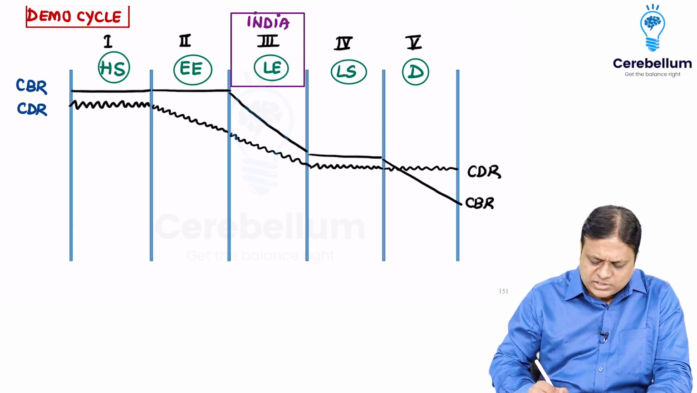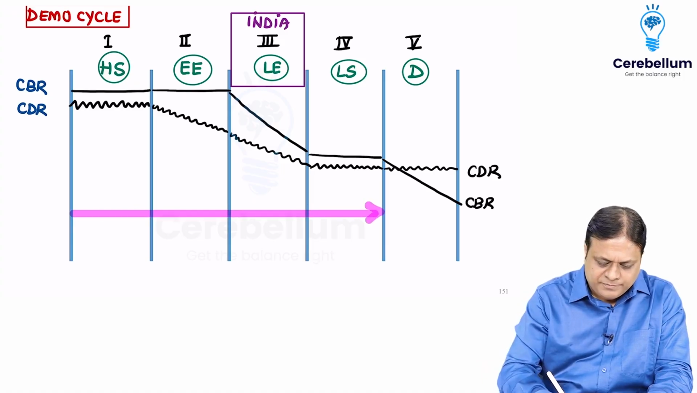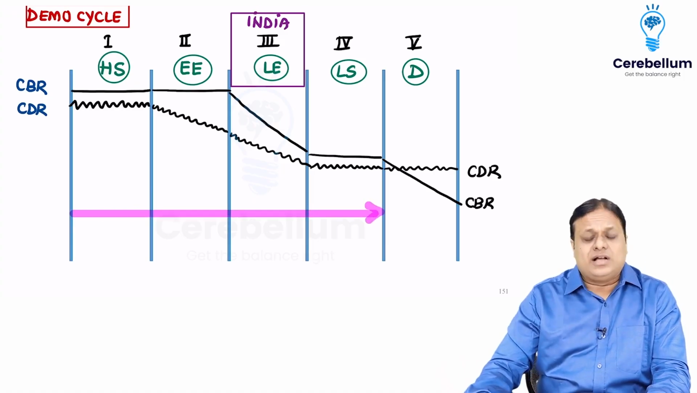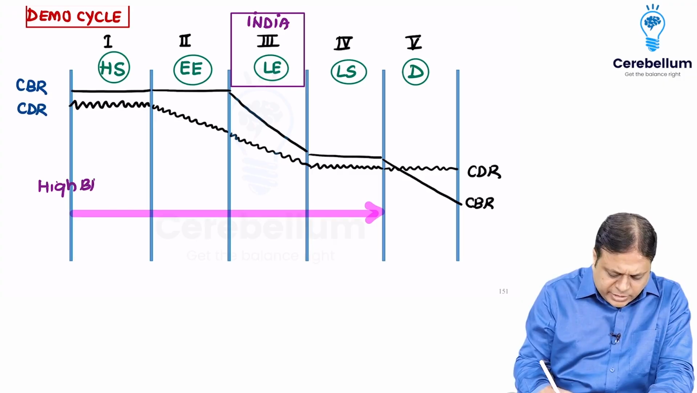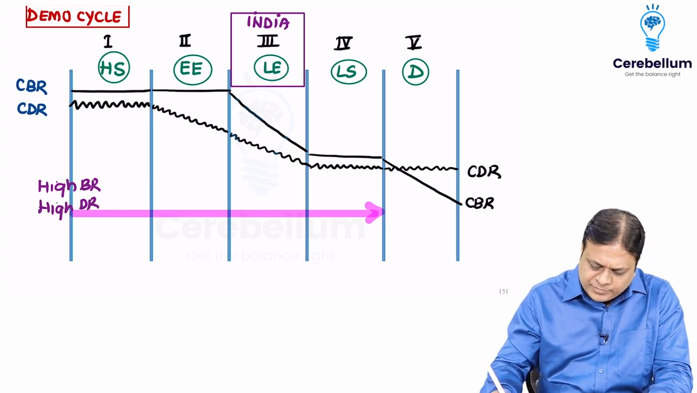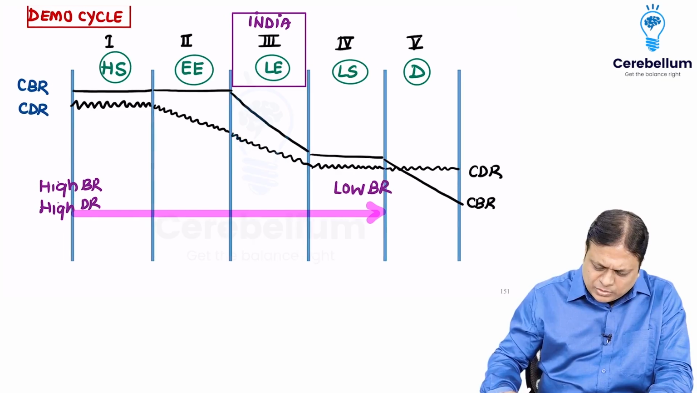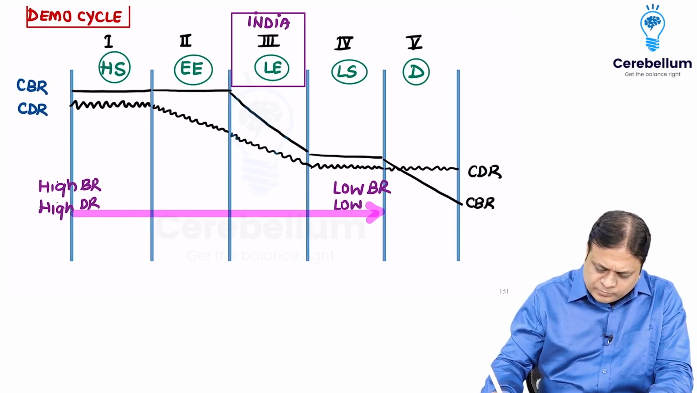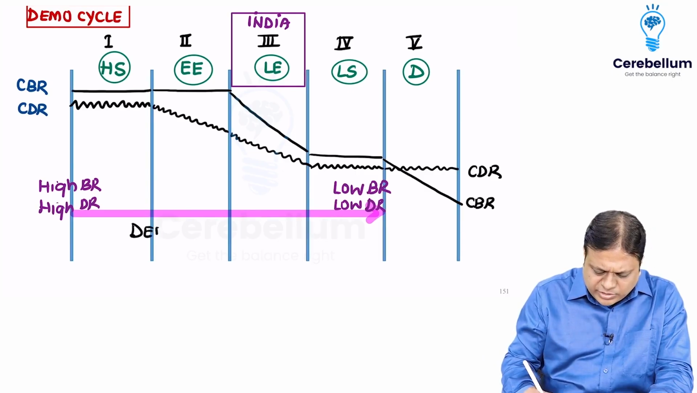When we try to see from stage 1 till stage 4, this part, now you can see a country is moving from high birth rate, high death rate to low birth rate, low death rate. This is known as demographic transition.